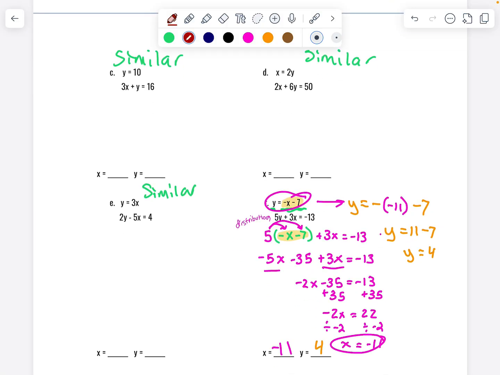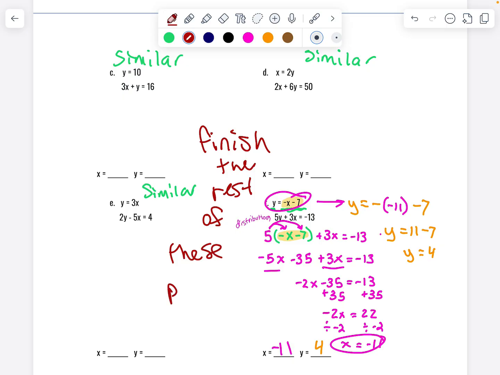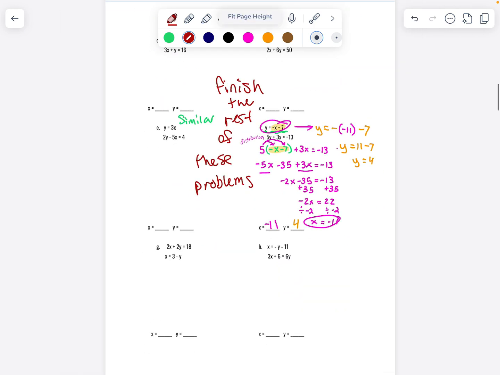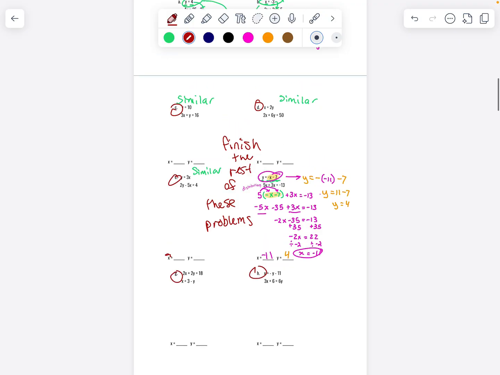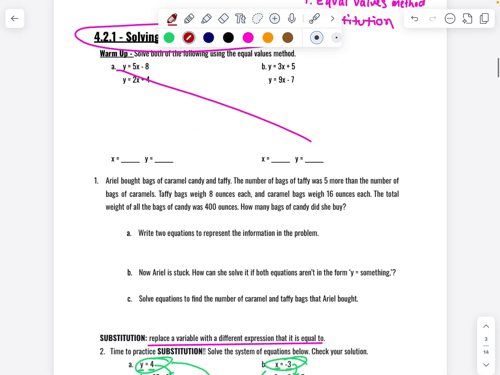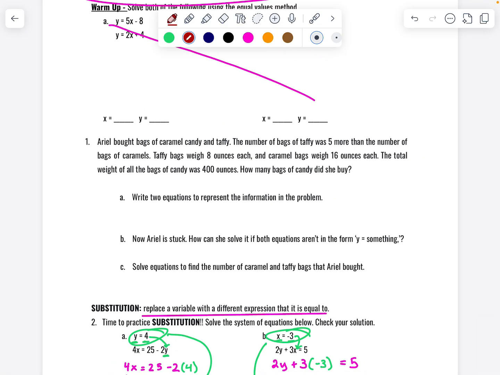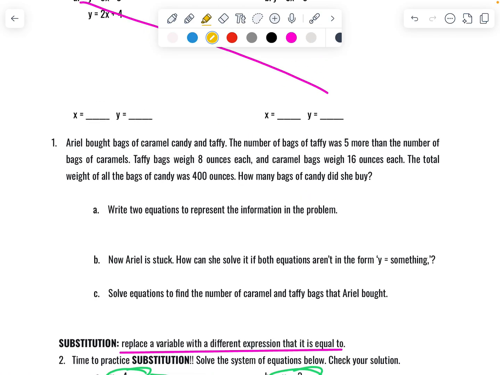I want you to take a moment to finish the rest of these problems. And then we will go through quickly what the answers are when I am back on Thursday. So you're doing C, D, E, G, and H. And then the last thing, once you're done with that, or if you want to come back to that part after this, we're going to look at this word problem here.